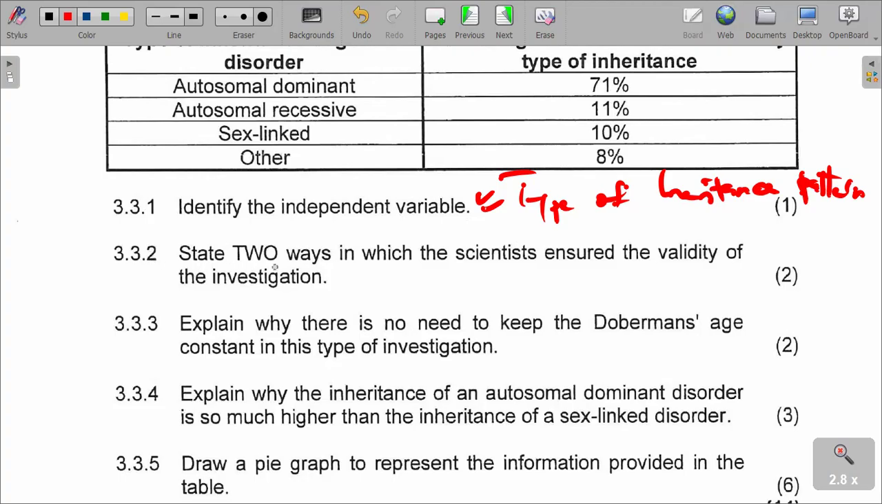And then state two ways in which the scientists ensure the validity of the investigation. I say these questions, class, are always just there. We talk about big sample size, which is given in this case, that they've got 1,200 dogs.